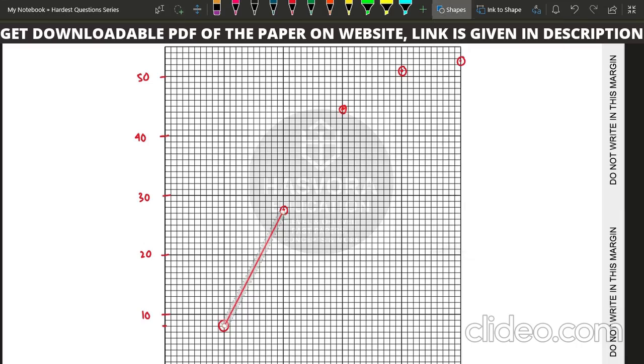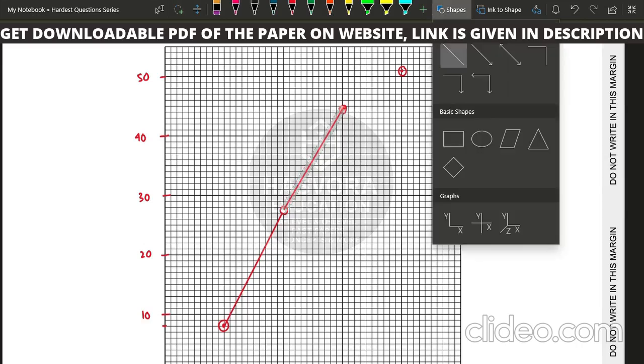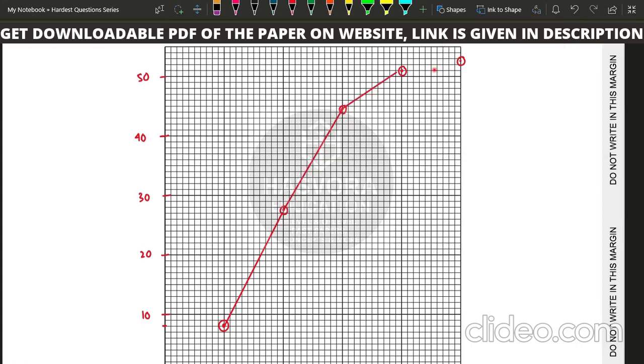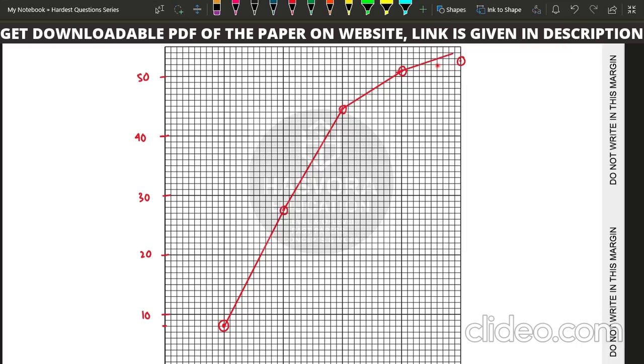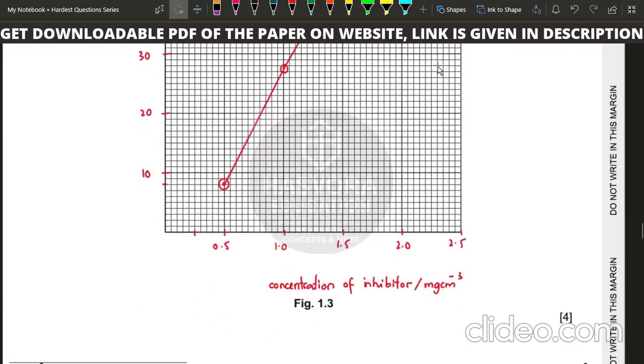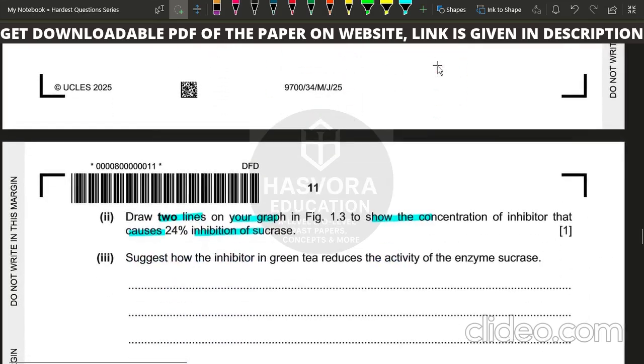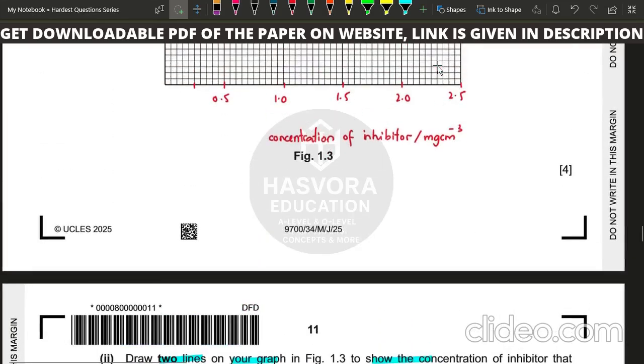So I hope that you already know this. In case you do not, you can watch the whole playlist on the practical, where I have shown the types of graphs, and how you have to make the graphs and the tables and the drawings for the plan diagrams, okay. So this is how you join, and then you will be drawing the two lines to show the inhibition at 24% of inhibition of sucrase, okay.